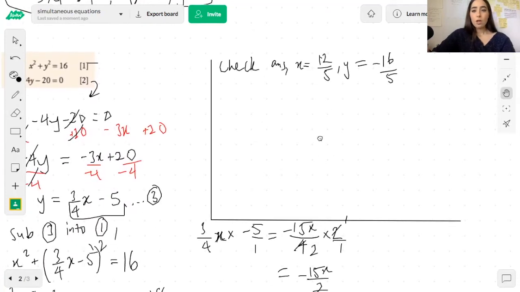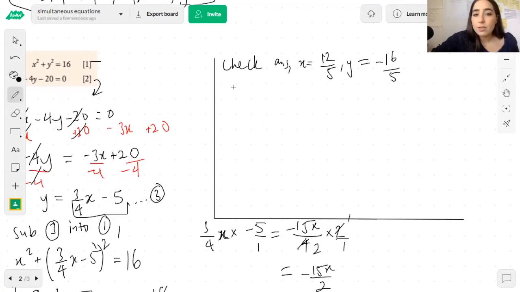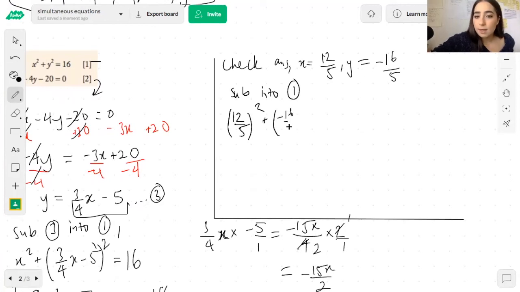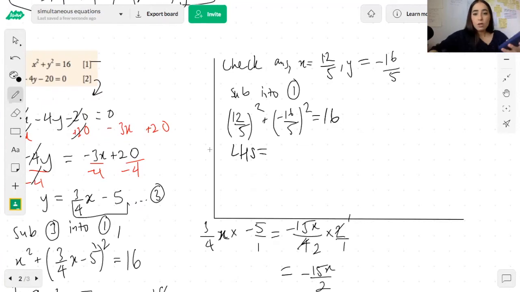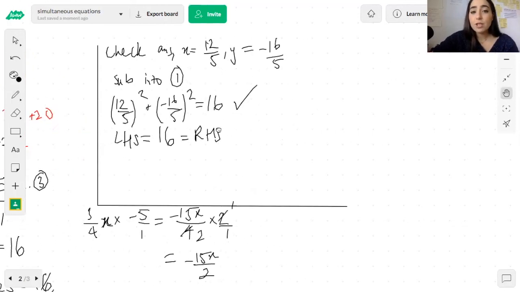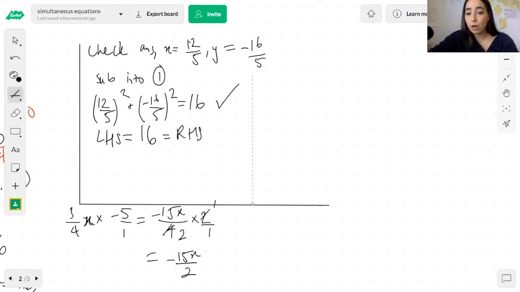Okay. So we're going to sub those values into the first equation to see if it works. So it reads as X squared, so 12 over 5 squared, plus Y squared, and Y was negative 16 over 5 squared. That should equal 16. So let's see what we get on the left-hand side when we put that into our calculator. So when you put that in your calculator, you get 16, which equals the right-hand side and therefore satisfies this equation.